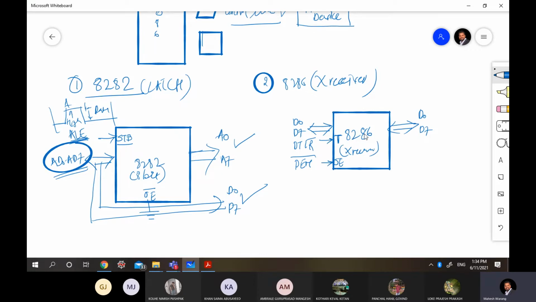So this 8286, what I will give is T to DT/R bar and OE to DEN bar. Fine. So now we just increase the data handling capacity, nothing else. I will not tell much more beyond this one. So that is the scope of 8286. Once again, it's 8-bit. So this is another one which we are going to use, and one more.